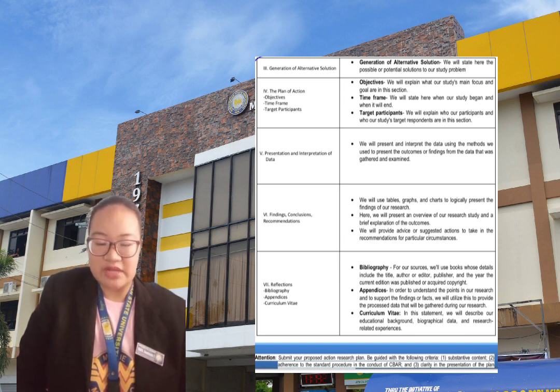Objectives. We will explain what our study's main focus and goal are in this section. Time frame. We will state here when our study began and when it will end. Target participants. We will explain who our participants and who our study respondents are in this section.